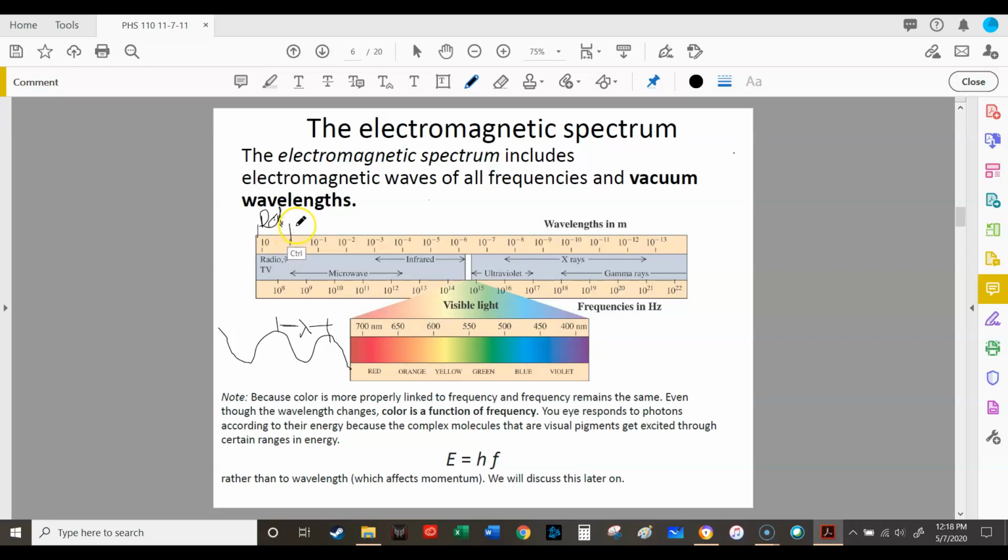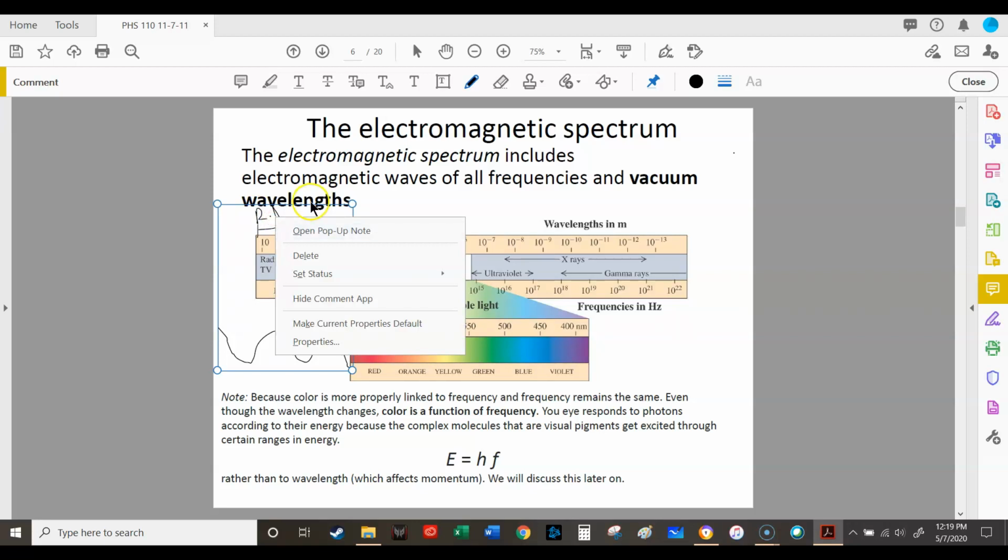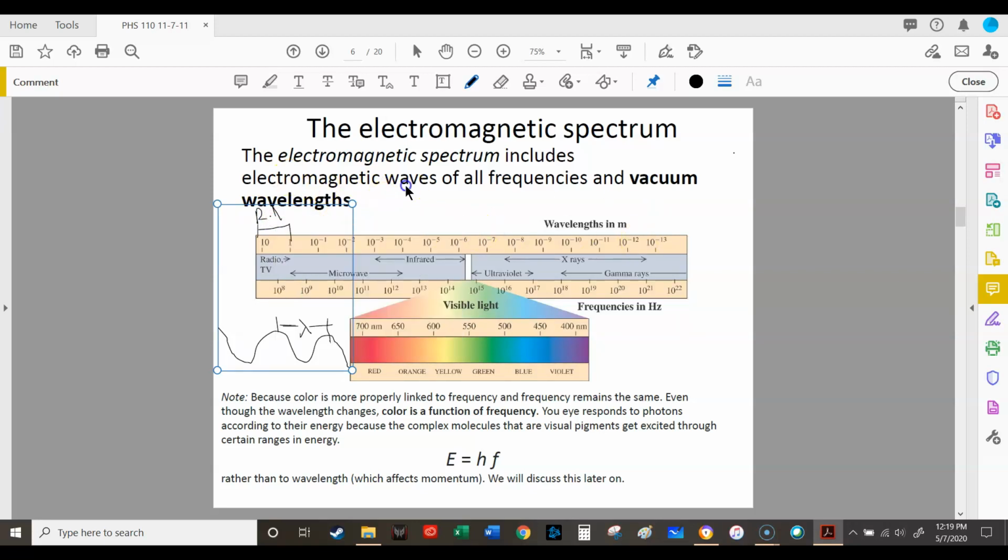You know what? I'm just not going to write anything right there. So this is the radio wave distance. Wavelength. Microwaves go from full wavelengths in terms of meters all the way down to 10 to the negative fourth wavelengths.